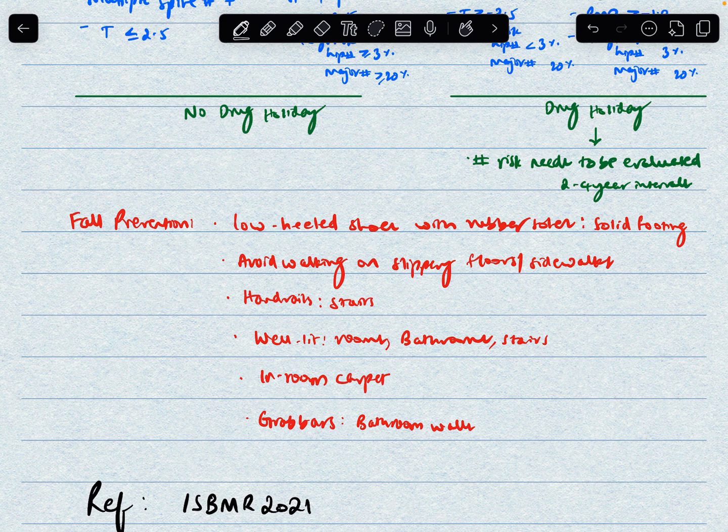So as an arthroplasty surgeon, it is very important to know the treatment guidelines for osteoporosis to prevent periprosthetic fractures. And here is the reference for the data presented in this video.